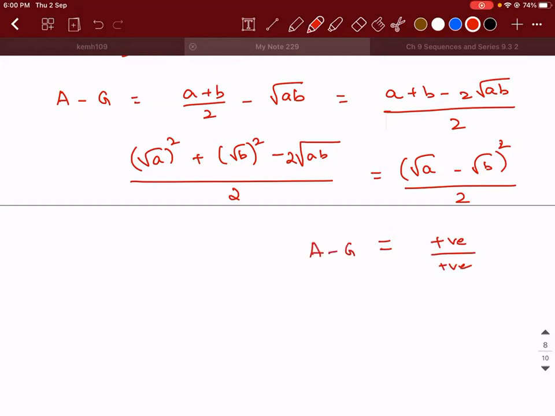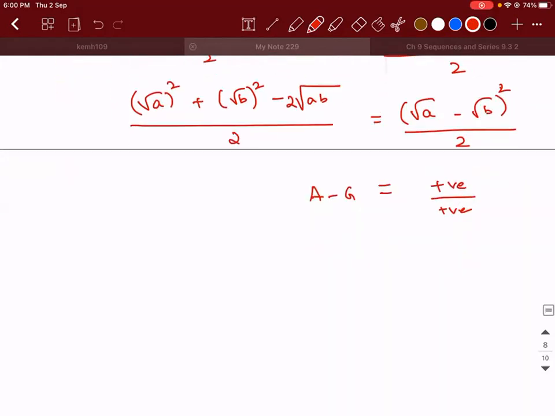So what is this on the left hand side? It is the difference of the arithmetic and the geometric mean. So can I say whenever you subtract the geometric mean from the arithmetic mean, you will always get a positive value, or at the max you can get a 0 also. When will you get a 0? When will this become 0?